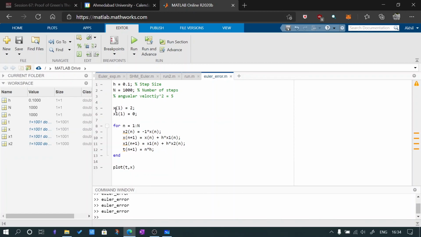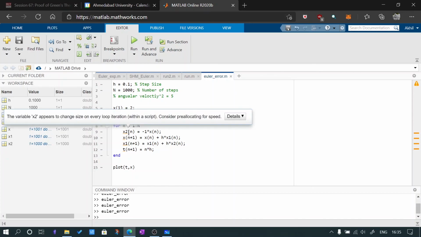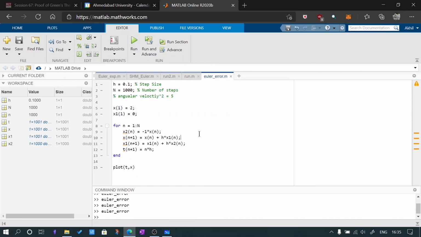So first I define my x1, which is the initial displacement, as 2, my initial velocity as 0. So now I create this loop, a for loop, for those who have done a bit of programming. This is a for loop, and then x2 is the second derivative of x, and I have taken my omega, which is the angular velocity, as 1.